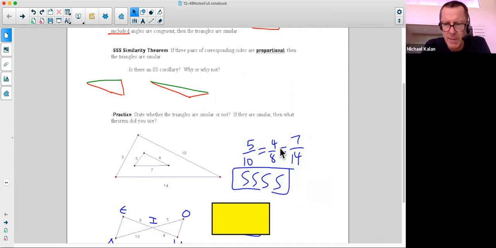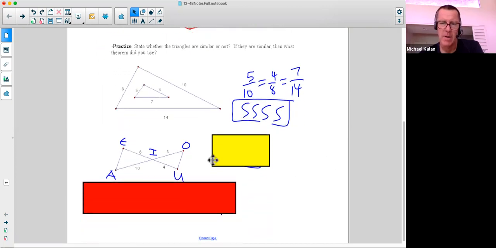So one way to set this up is 5/10 equal to 4/8, because one way to think about this is that you could have 5 corresponding to 10, 4 to 8, and 7 to 14. May not look like that based on what's drawn, but by the numbers and by doing all 3 sets of sides, it works out.